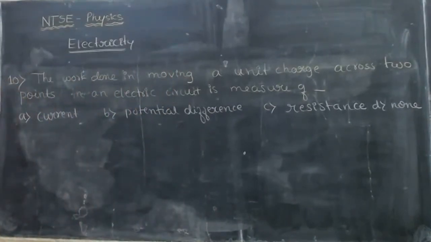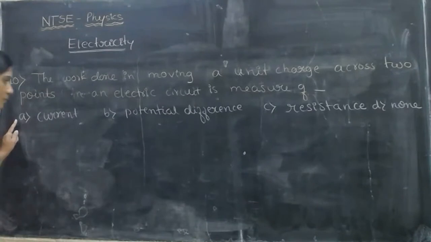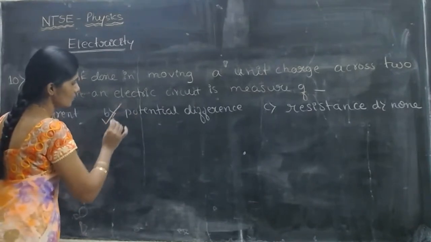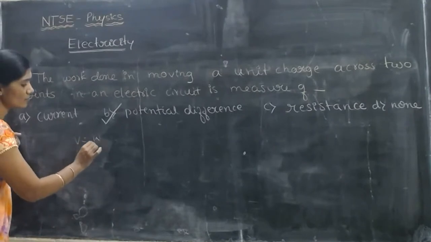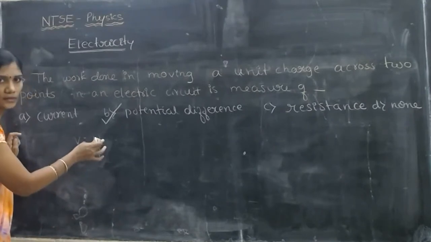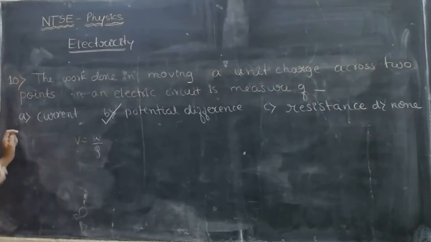Work done in moving the unit charge across two points in an electric circuit is a measure of potential difference, V. That's why the formula V equals to W by Q, work done in bringing the unit point charge from one point to another.